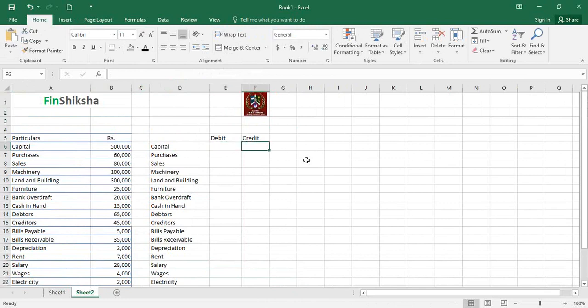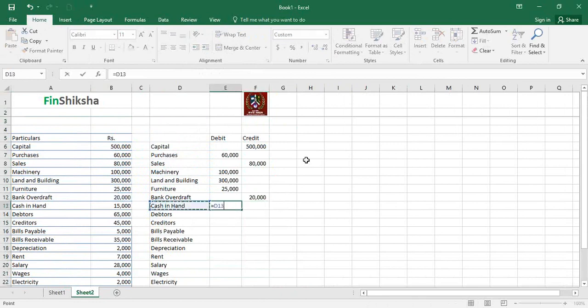So capital is a liability, owner's equity, that's going to be a credit entry. Purchases are, you bought something basically and they end up in assets, so that's debit. Sales is credit. Machinery is an asset. Land and building is an asset. Furniture is an asset. All are debits. Remember, assets are debit. Bank overdraft is a liability, credit. Cash in hand is an asset, debit.